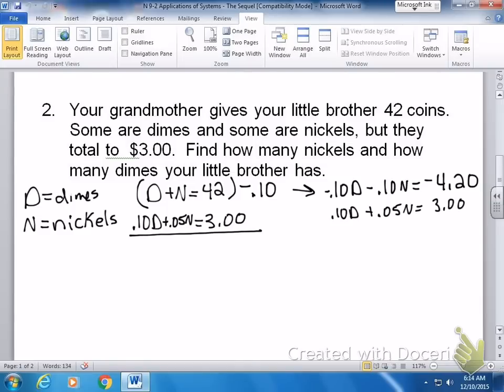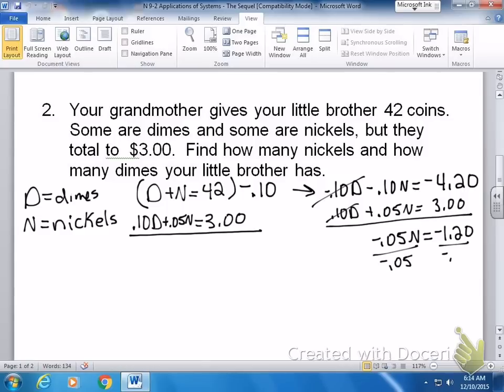Now when I combine my equations, something's going to cancel. Negative 0.1D plus 0.1D cancels out. Negative 0.1N plus 0.05N, and you might want to use your calculator, is negative 0.05N. And negative 4.2 plus 3 is negative 1.20. That's a little bit of work, but now we're pretty much done. All we have to do is divide by negative 0.05.